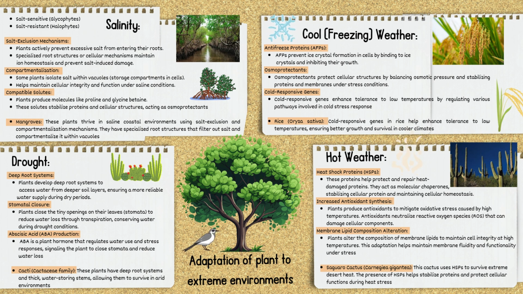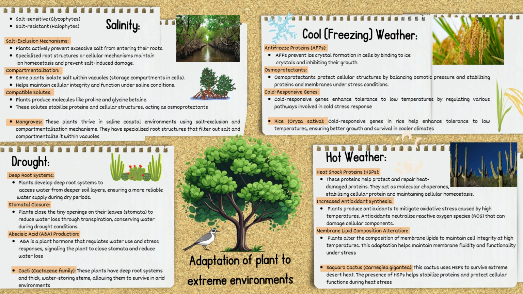As an example, Oryza sativa, or rice, has cold responsive genes that help enhance tolerance to low temperatures, ensuring better growth and survival in cooler climates. For the third condition, they have a deep root system that accesses water from deeper soil layers, ensuring a more reliable water supply during dry periods. They also have stomatal closure that reduces water loss through transpiration by closing tiny openings on leaves.